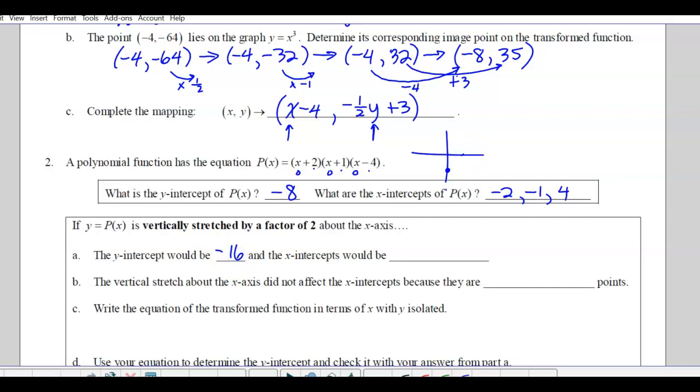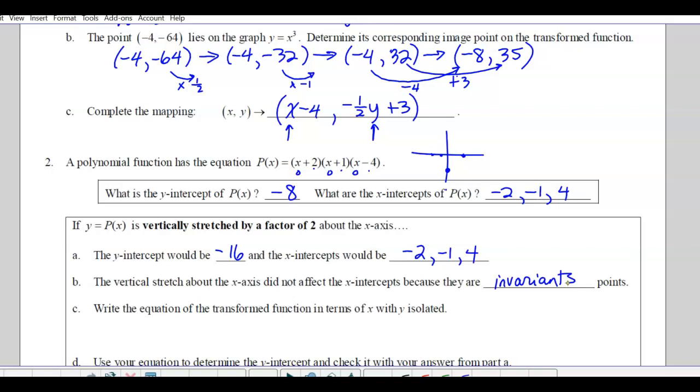X-intercepts, so there's 1 there and 2 there. The y value is 0. So if we stretch that by 2, they don't change. So they stay as -2, -1, and 4. The vertical stretch about the x-axis did not affect the x-intercepts because they are invariant points. So remember, x-intercepts are invariant points, they don't move on a vertical stretch or on a reflection.